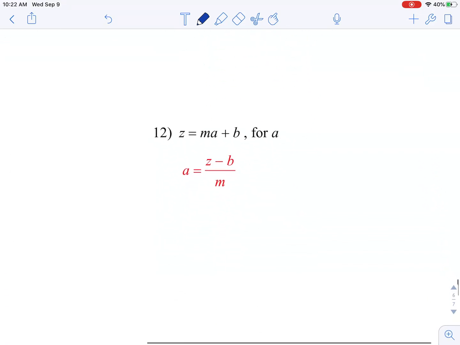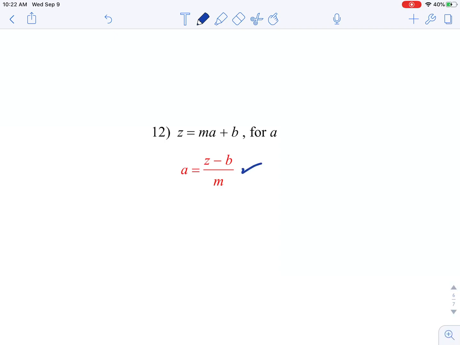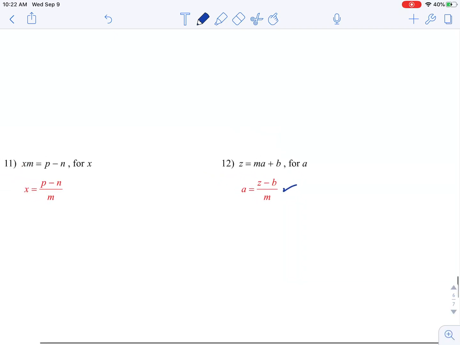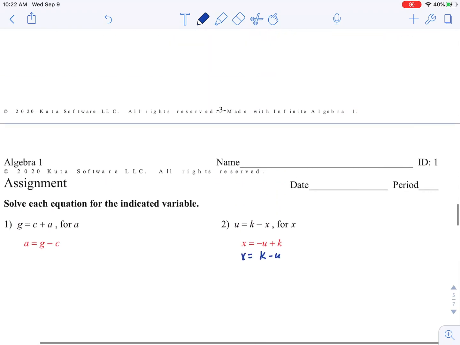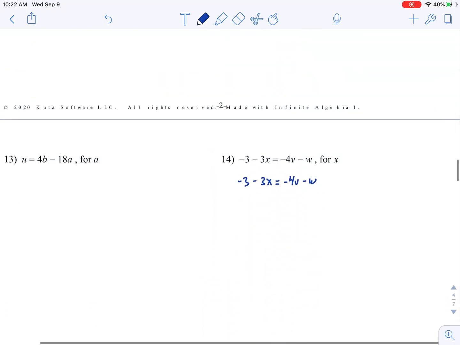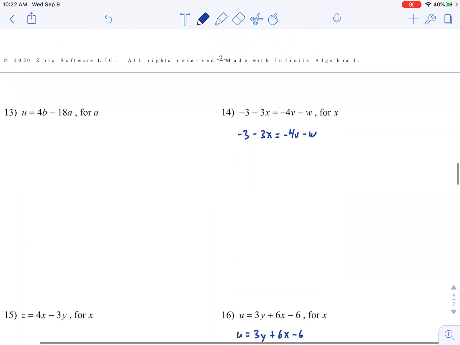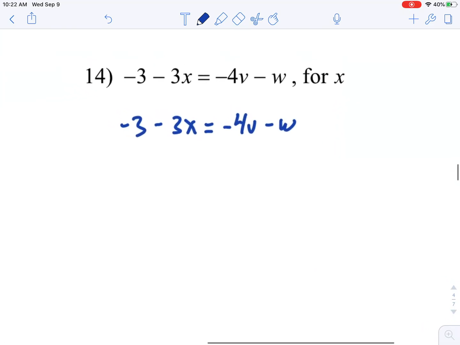Z minus b all over m equals a. There it is. Okay, I'm getting tired of this. But we've got more. I'll stick it out just for you because I care about your education.